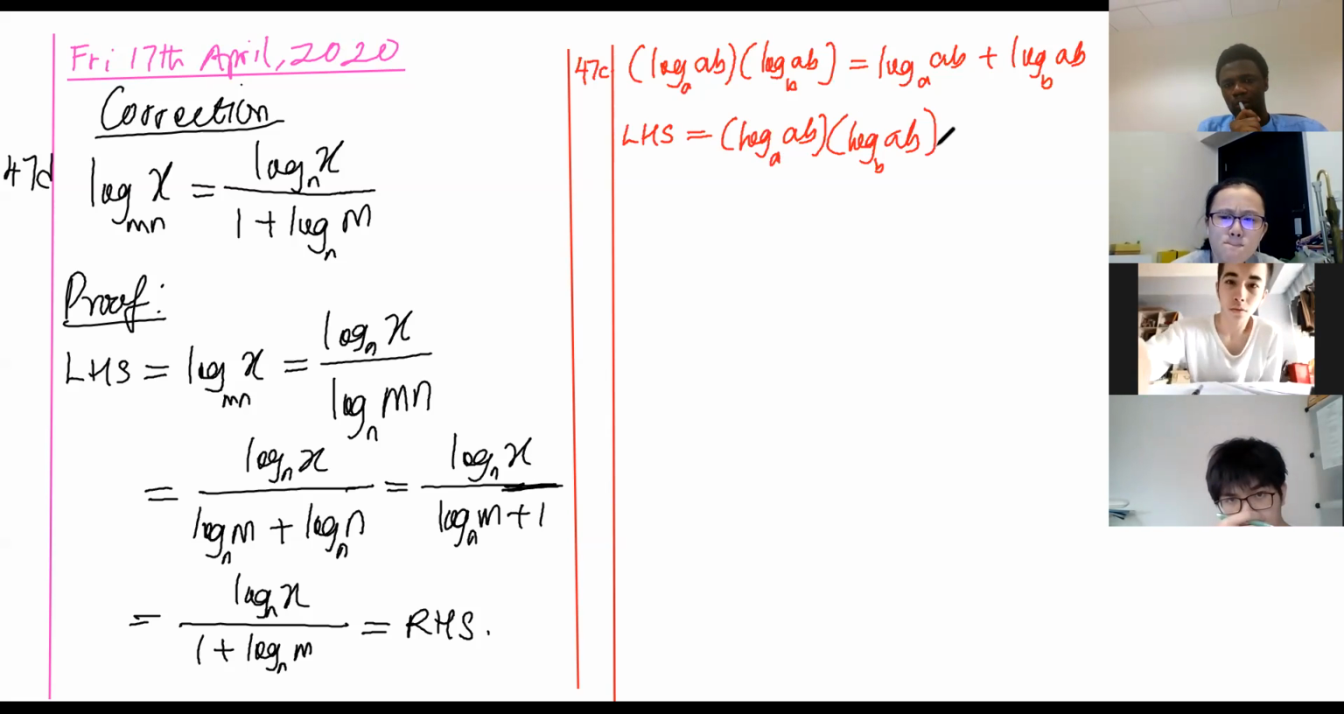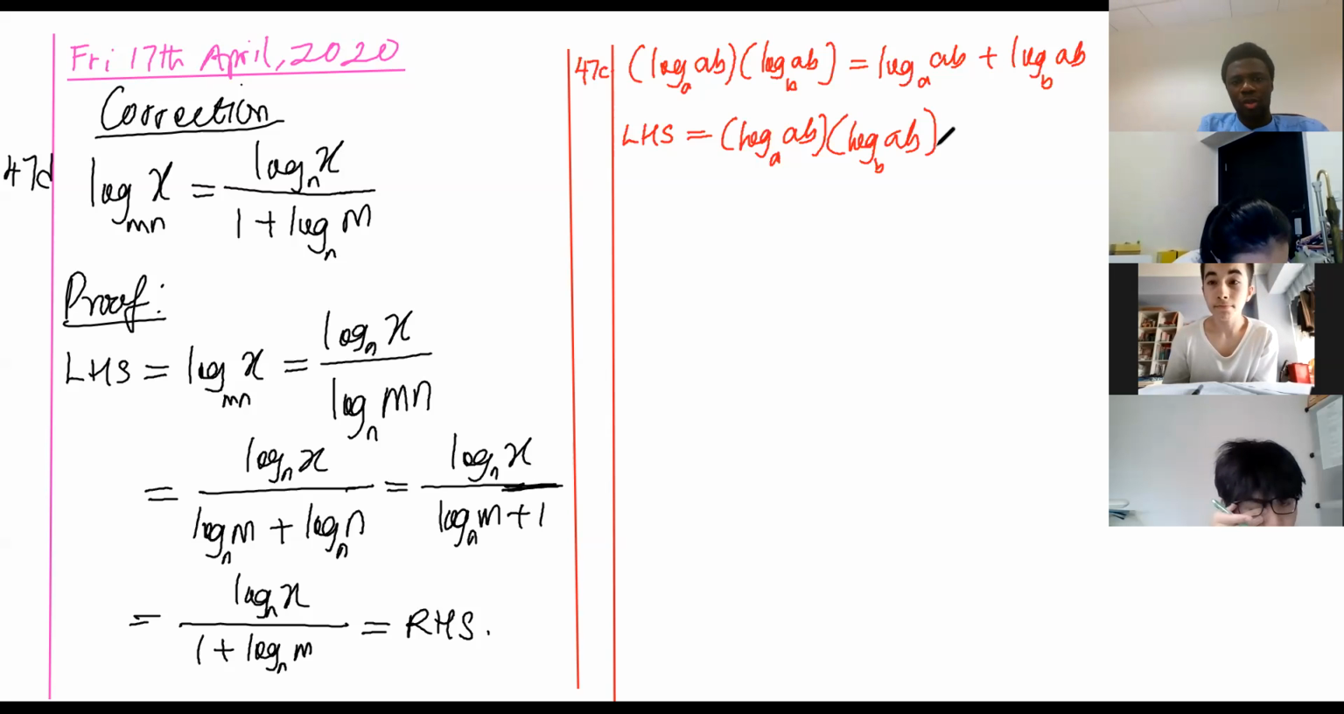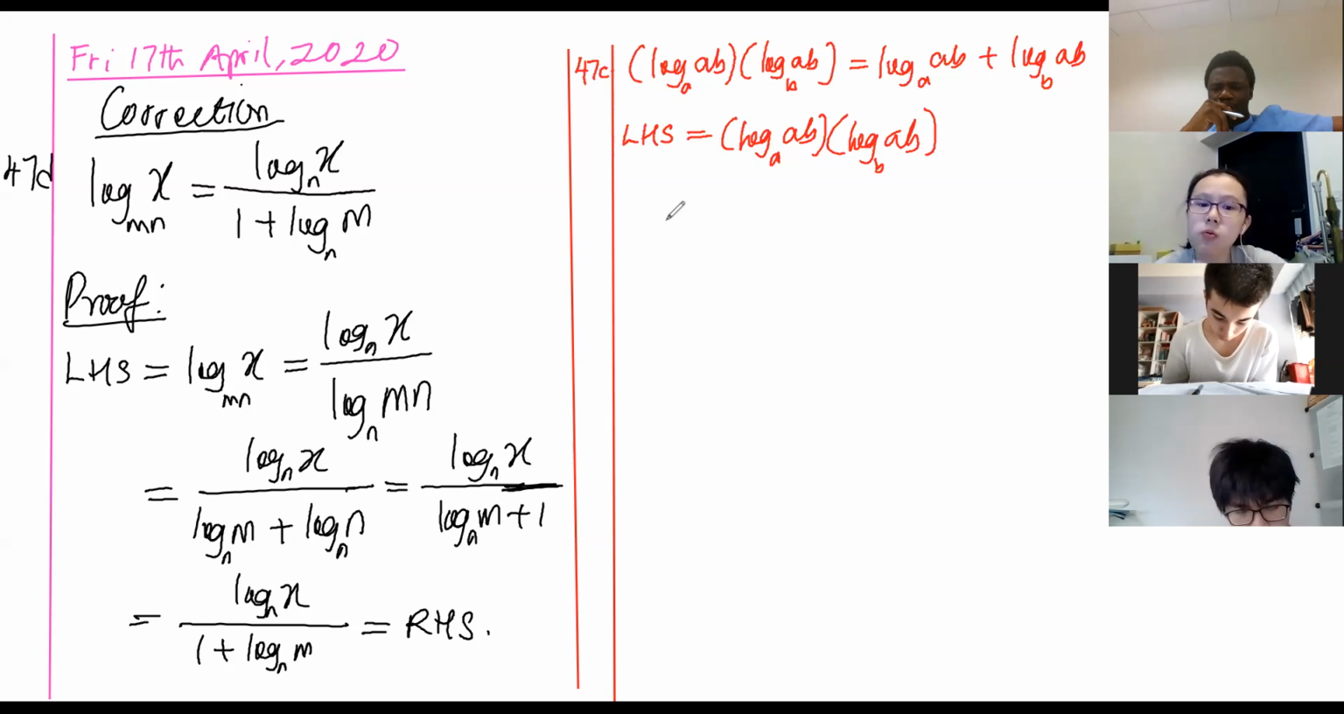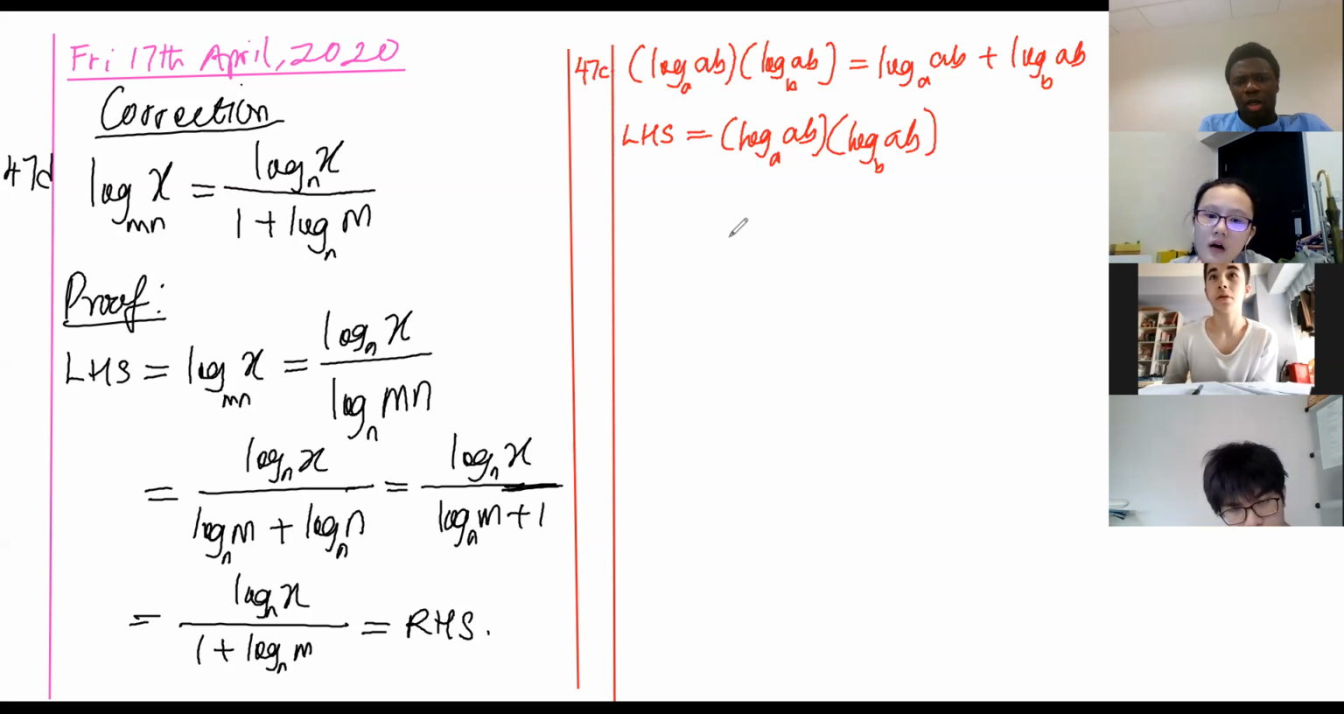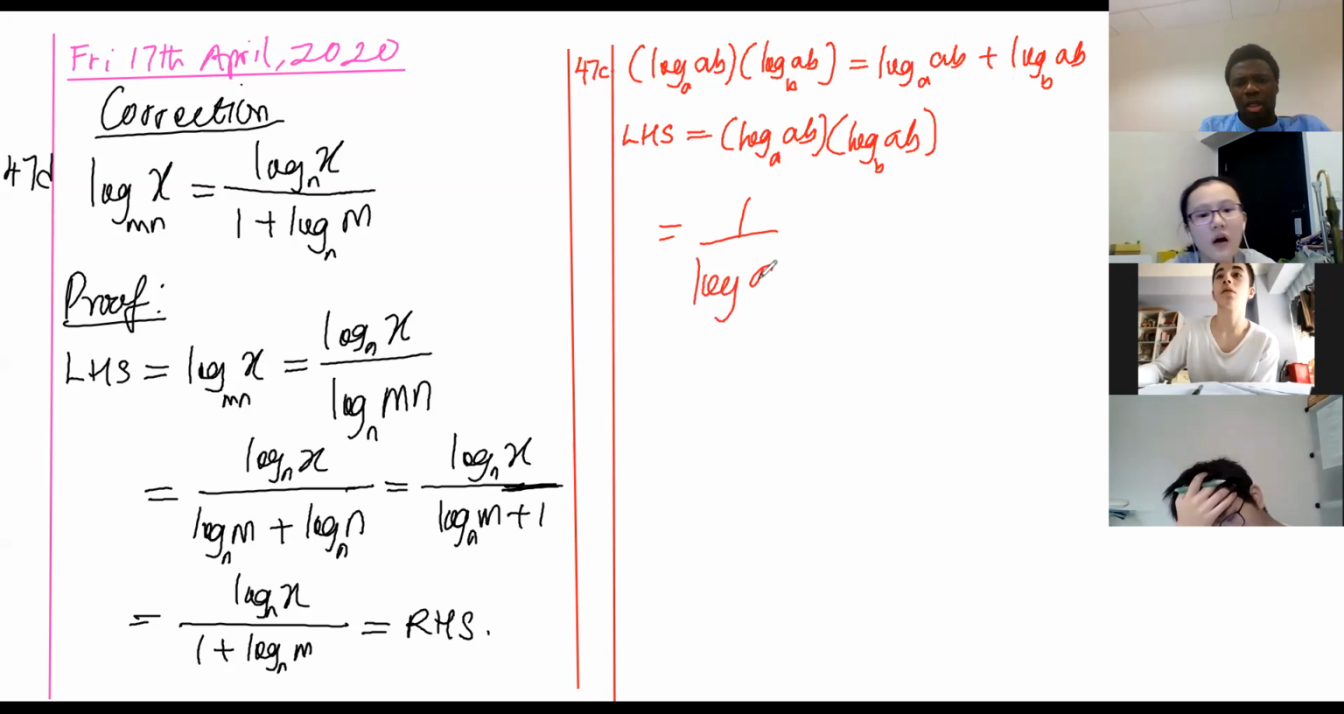Alex? Turn it into a fraction. Okay, yeah. We change the base. Now, if you change the base, I don't think so. If you change the base to base what? Okay, let's hear that. Change the base to base what? Log AB A times 1 over log AB B. So something like 1 over log AB A.